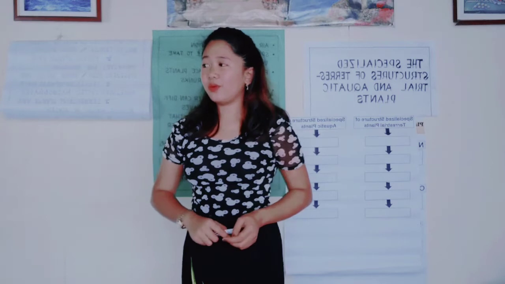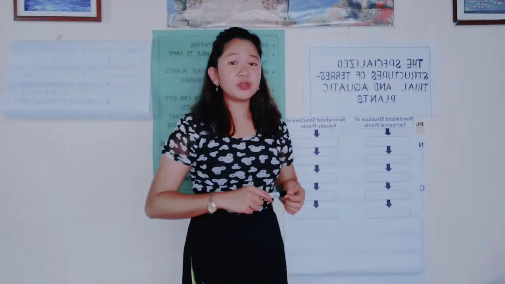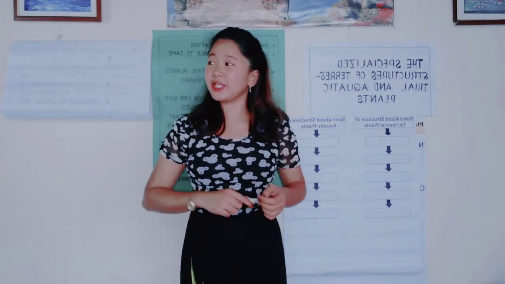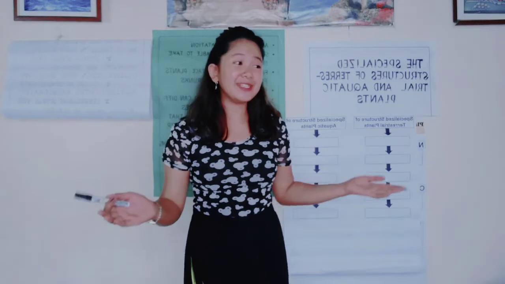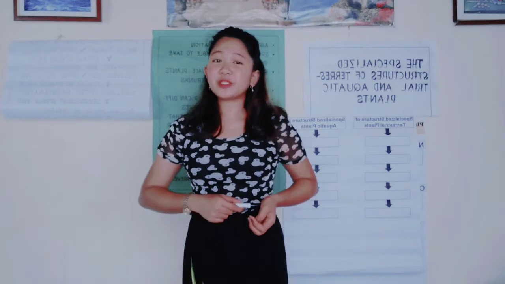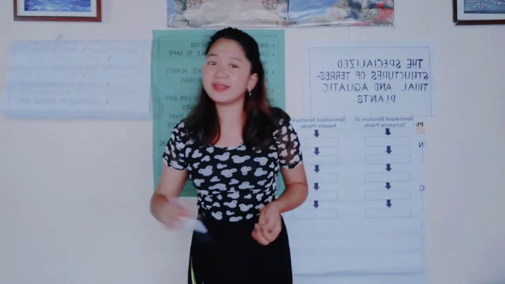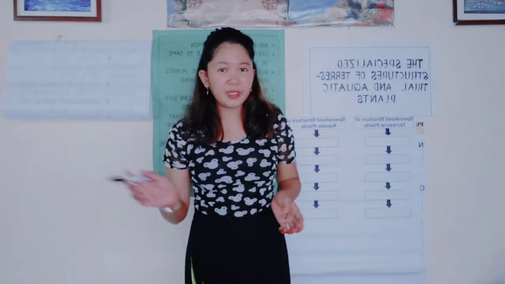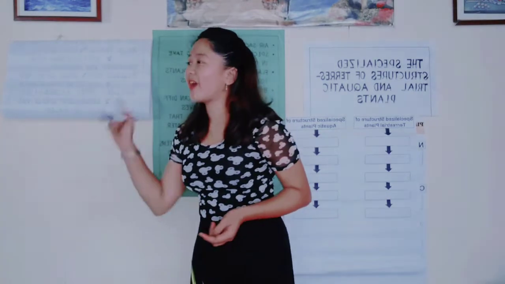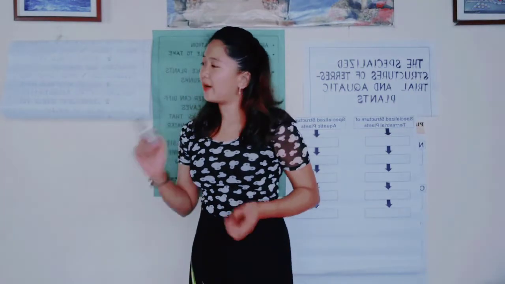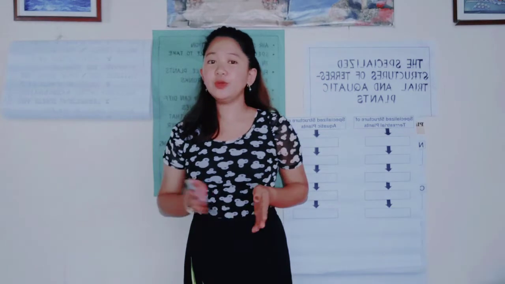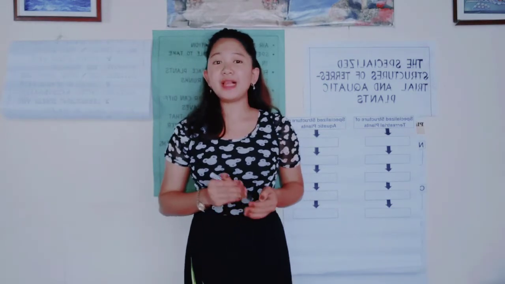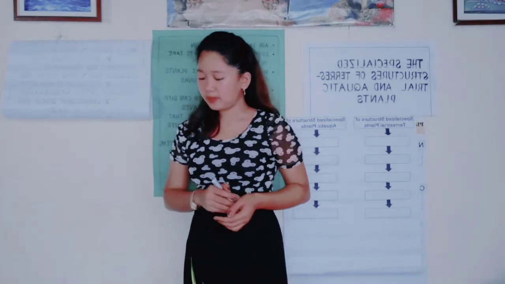So now, it is important. Is it important to take care of these plants? What are the ways of taking care of them? Right! Avoid throwing garbage into the river and avoid cutting trees. That is a very good answer. Very good. So, this time, we will have our evaluation.